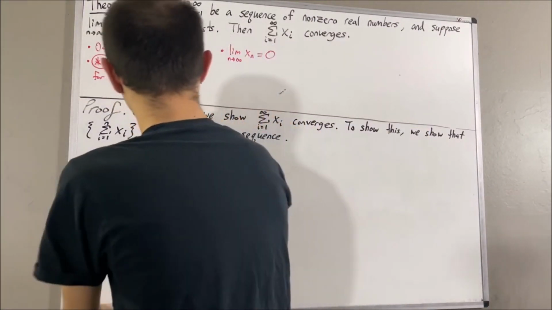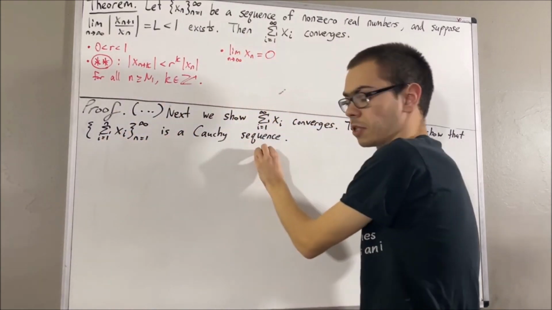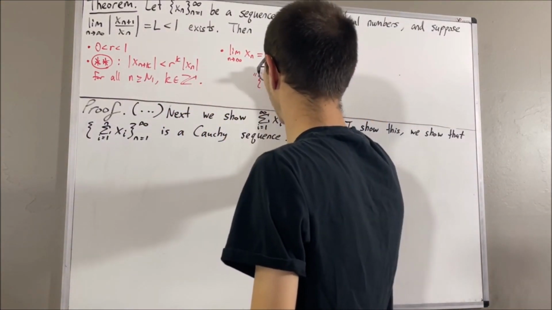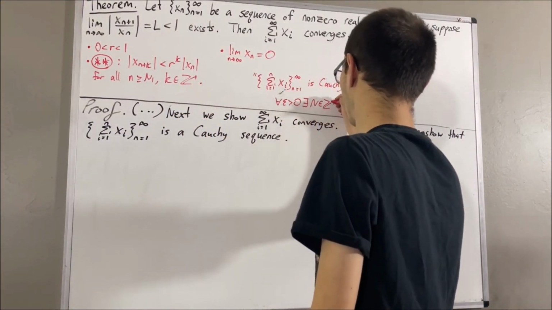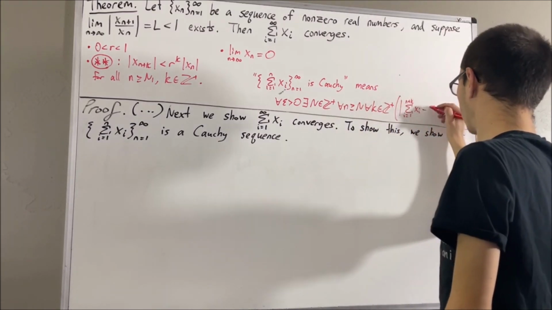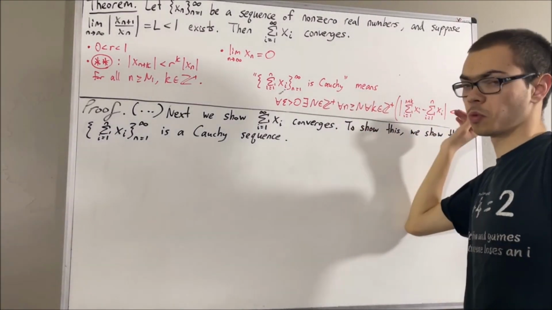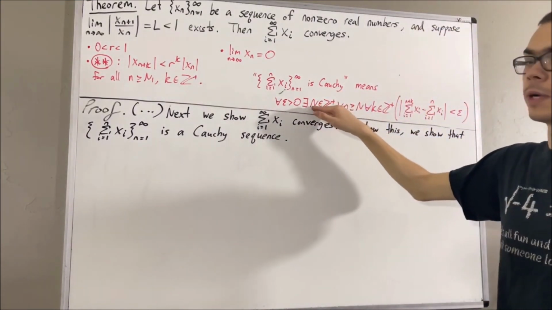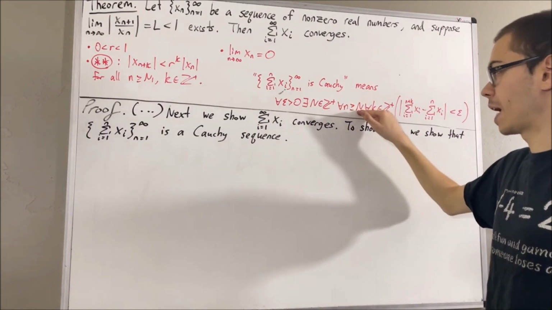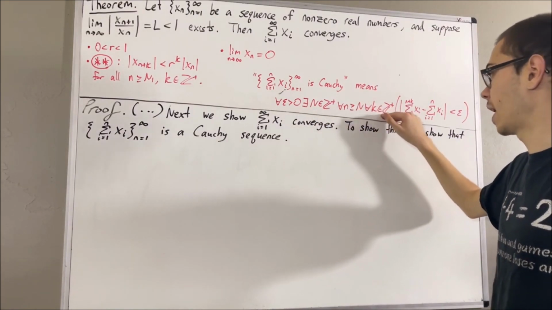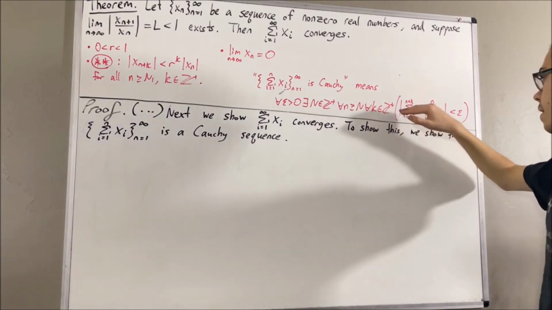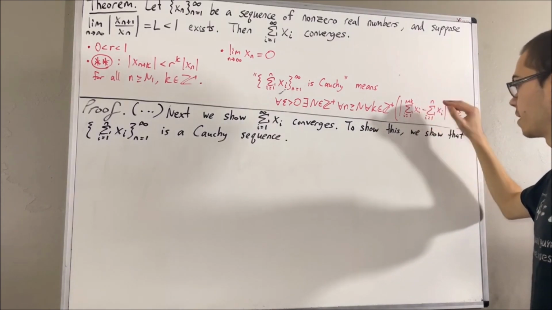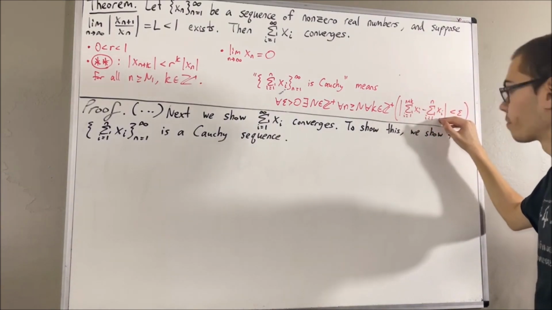Now, what does it mean for this sequence to be a Cauchy sequence? Well, by definition, it means the following. This is the definition we're using. It means for every epsilon greater than 0, there exists a positive integer capital N, such that for all n greater than or equal to capital N, and for all positive integers k, we have that the absolute value of the sum from i equals 1 to n plus k of xi minus the sum from i equals 1 to n of xi is less than epsilon.